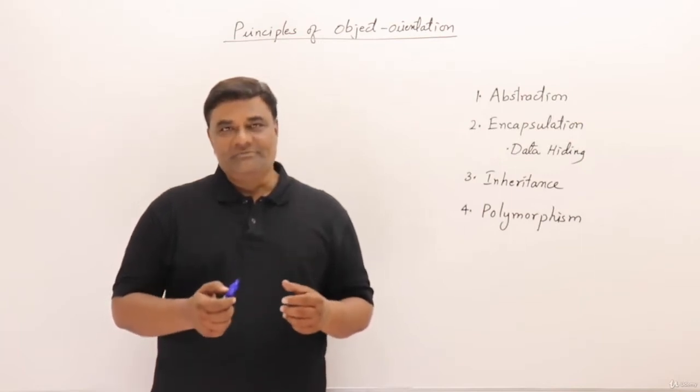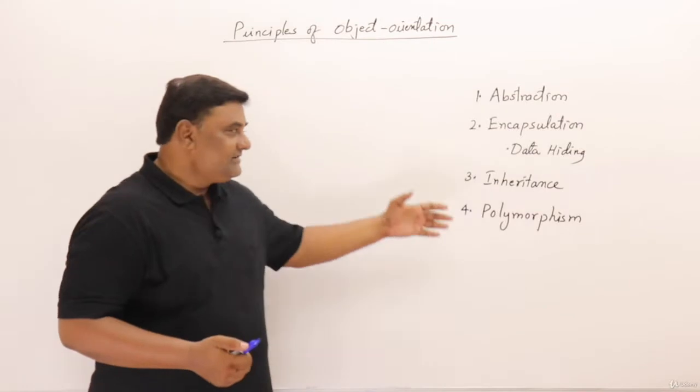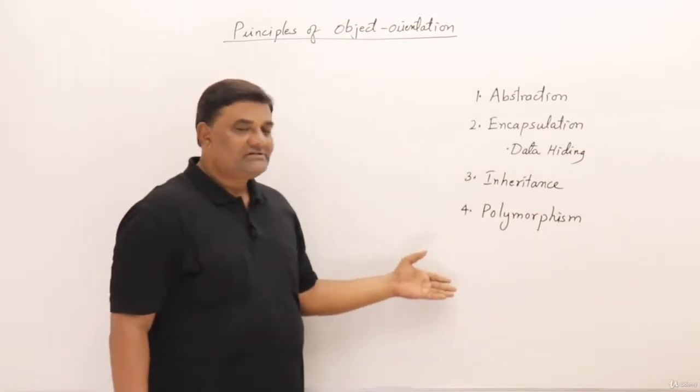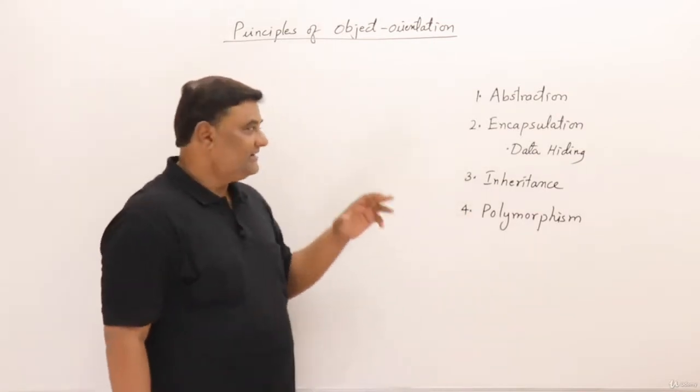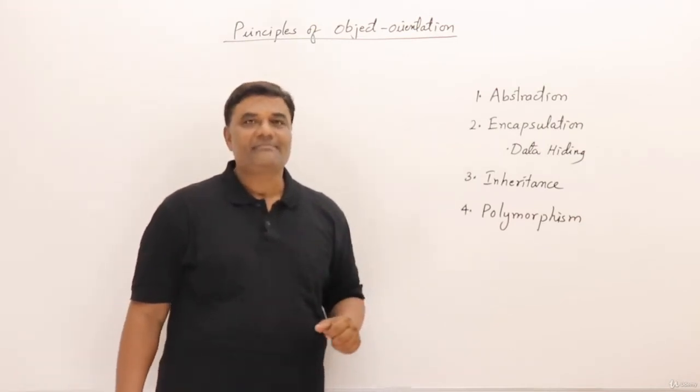Let us learn about the principles of object-oriented programming. These are the set of principles of object-oriented programming: abstraction, encapsulation, inheritance, and polymorphism.